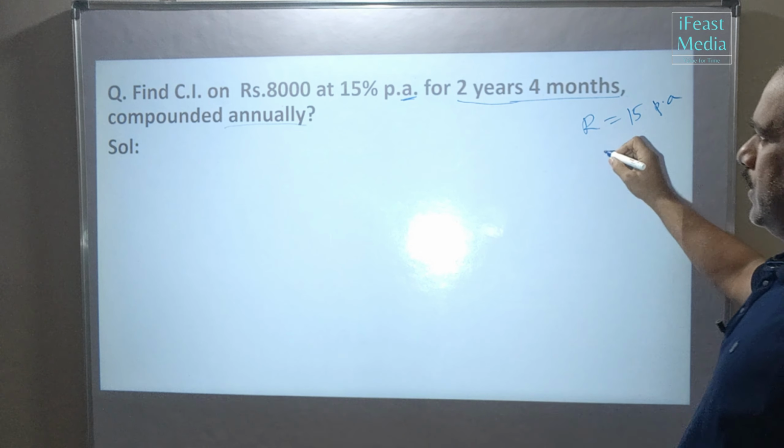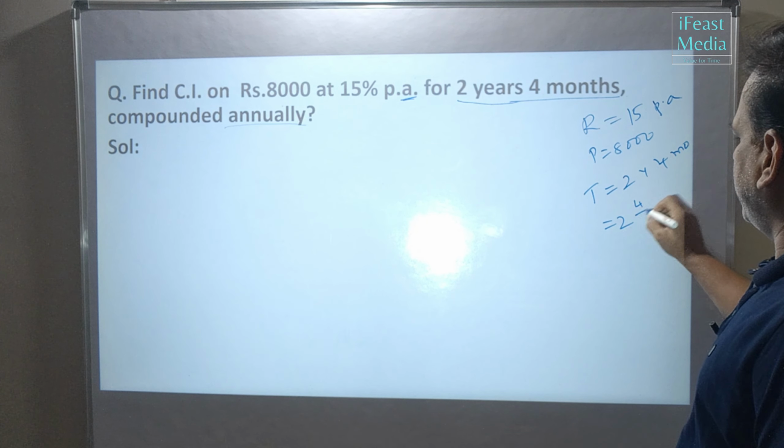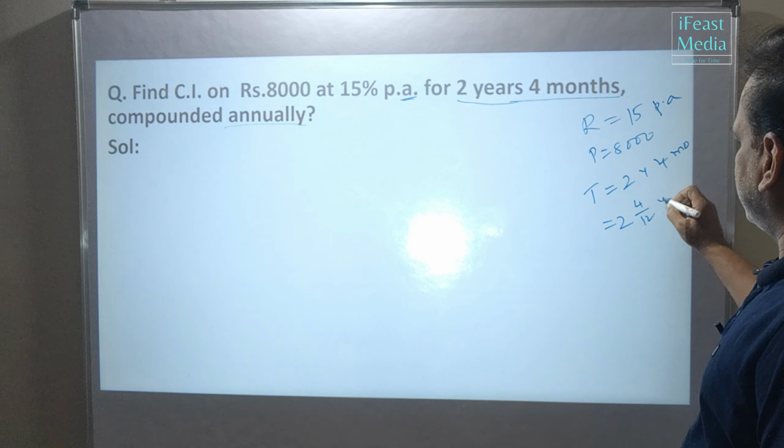And P equal to 8,000, time equal to here 2 years 4 months. What is 2 years 4 months? 2 and 4 by 12 years. You should convert it into years. 2 1 by 3 years. I told you, if the time is given in terms of a fraction like 2 1 by 3, which formula do we use for amount? For amount, we use P into 1 plus R by 100. What is R? It is 15%. Whole power 2, this number of years, multiplied by 1 plus 1/3 of R by 100 whole power 1.